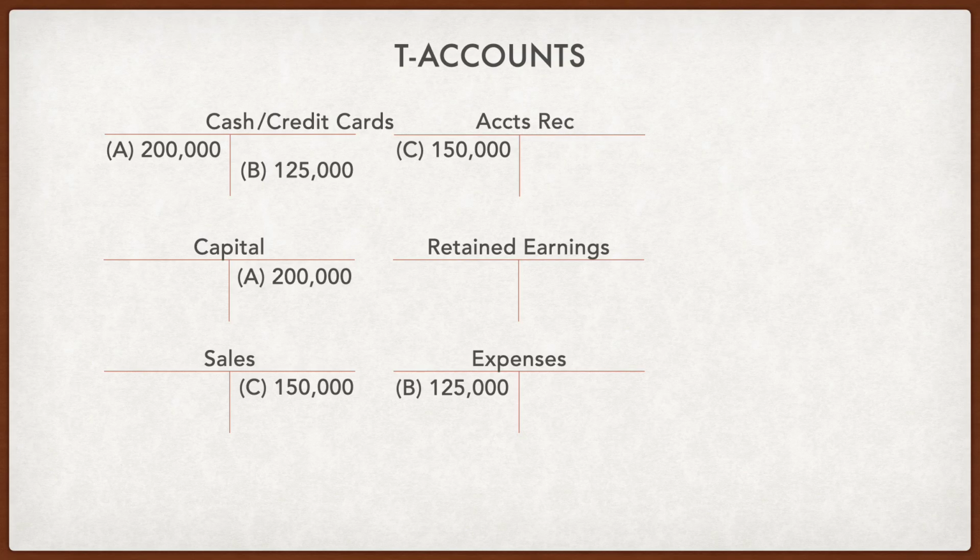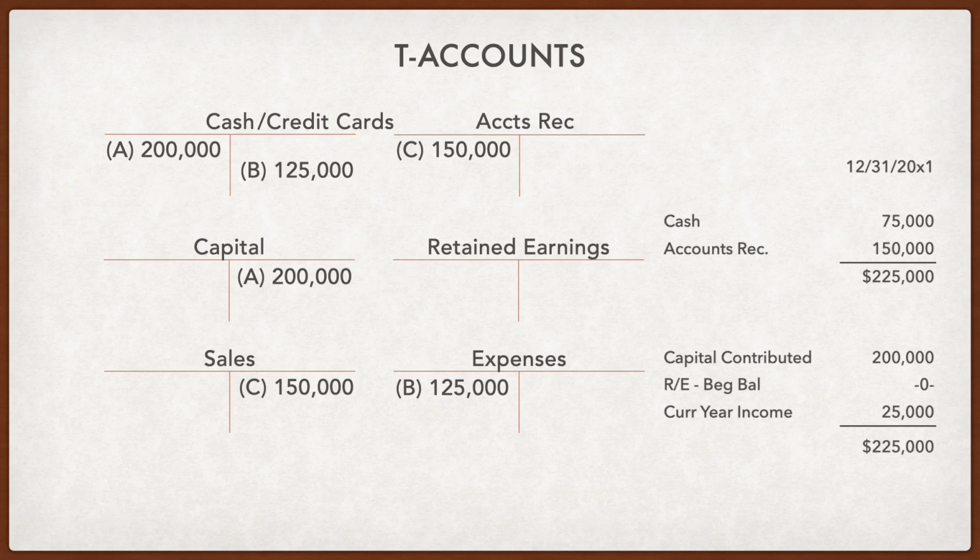At the end of the first year, then, we prepare a financial statement that looks something like this. We show the balance in our cash account, which is the $200,000 minus $125,000, or $75,000. We have accounts receivable now of $150,000, and that adds up to a total of $225,000. On the other side of the coin, we contributed originally $200,000. Our beginning retained earnings account is zero, but a part of retained earnings is the accumulated earnings or accumulated profits. In this case, the first year's operation was $25,000.